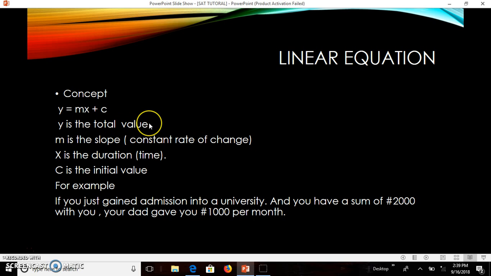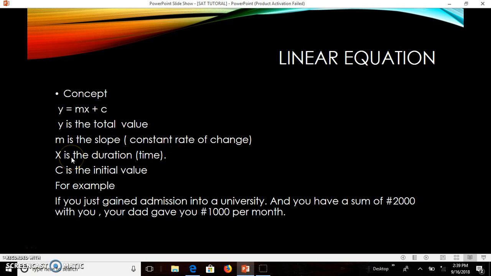Here, y is the total value, the total value of something. And m is the slope, or the constant change, or the constant rate of something. It could be increasing or decreasing. When there is a negative value here, it means it's decreasing. But in this case, where we have a positive value, it's increasing.